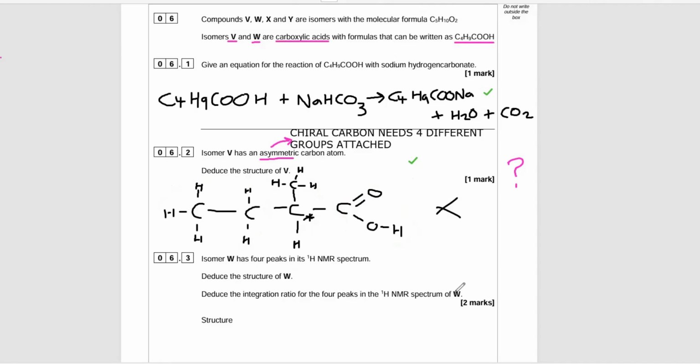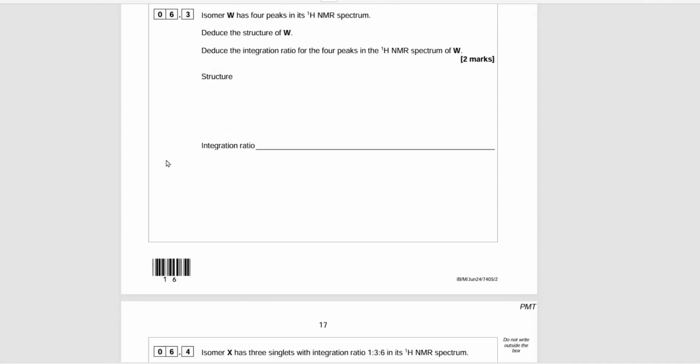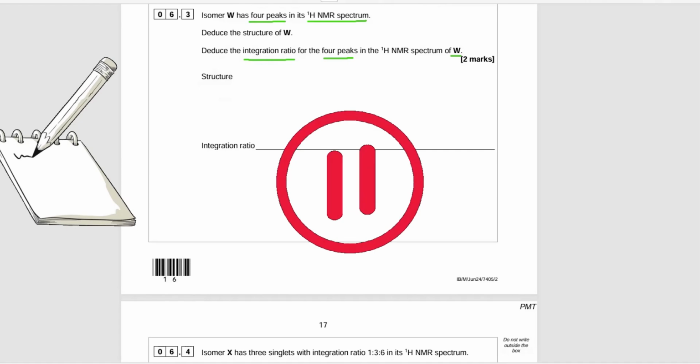Now we're going on to 6.3. Isomer W, which is the other carboxylic acid, has 4 peaks in its H1 NMR spectrum. So it has 4 peaks show up. Deduce the structure of isomer W. We know it's a carboxylic acid. Deduce the integration ratio for the 4 peaks in the H1 NMR spectrum of W. It's worth 2 marks. Grab your pen. I think this is particularly tricky. I'm going to go through the answer, so don't beat yourself up.